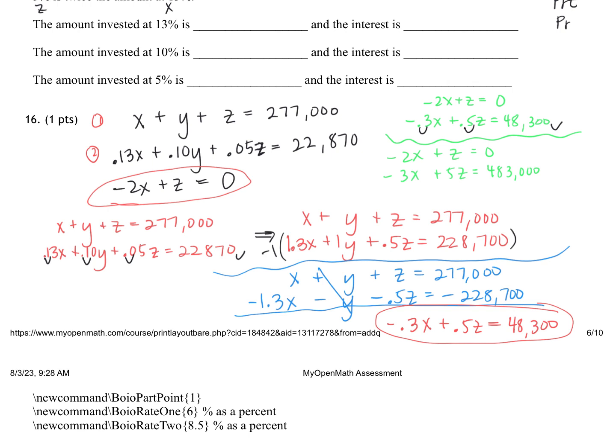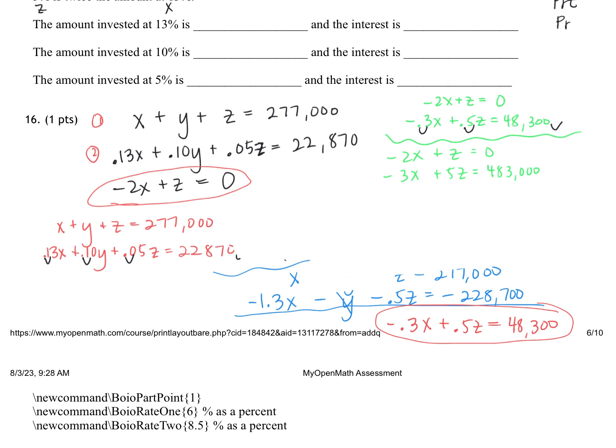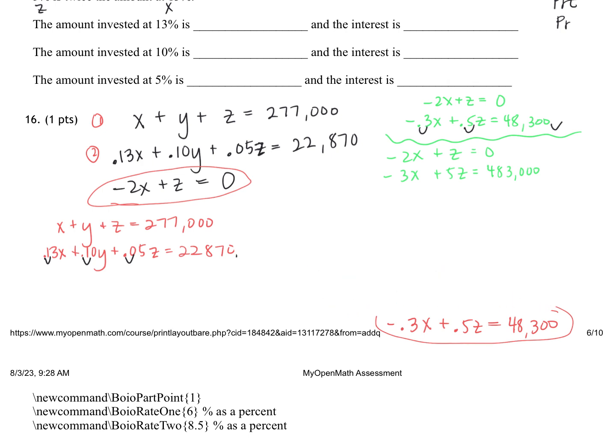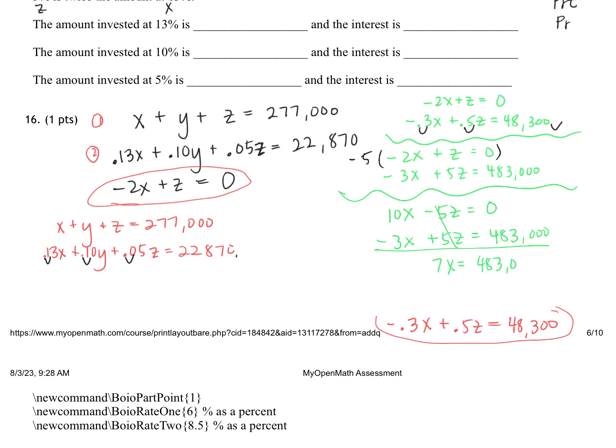Okay, now we need to eliminate one of the variables. So we can eliminate either x or z. Maybe it'll be easier to eliminate z. So here, if we multiply the top by -5, then the z's will be opposite. So we'll have 10x minus 5z is equal to 0. Negative 3x plus 5z is equal to 483,000. If we add these, the z's go away. We get 7x is equal to 483,000. We can divide by 7.